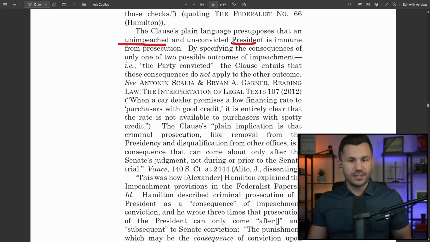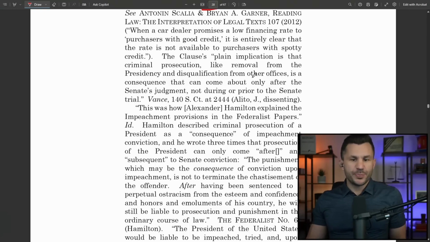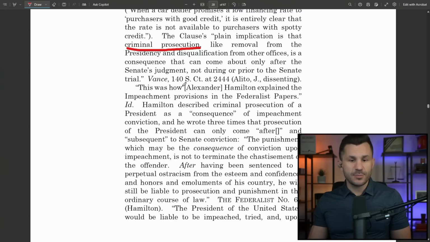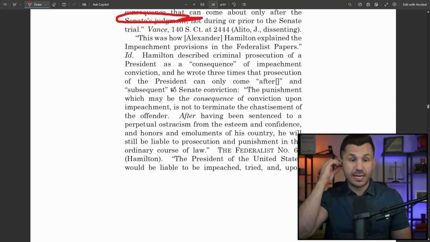By specifying the consequences of only one of the two possible outcomes of impeachment, it says that the consequences do not apply to the other outcome, right? So if you are convicted, then you are subject to the other penalties. But if not, then it doesn't apply. Read the clause. Its plain implication is that criminal prosecution, like removal from the presidency, is a consequence that comes only after the Senate's judgment. This is exactly how Alexander Hamilton explained it.